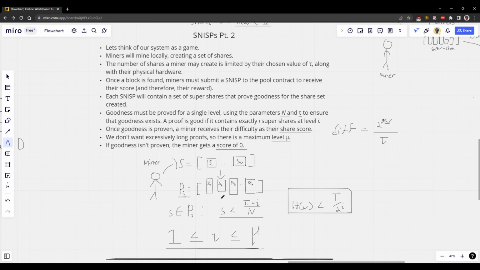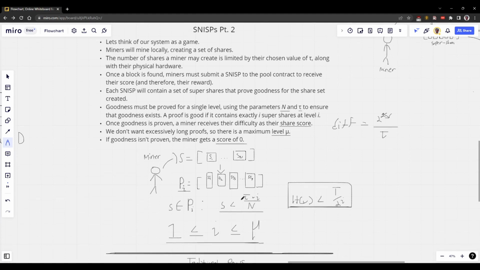Now, you can see that this is slightly different from the leveling system used by NEPAl, which was h of w is less than t divided by 2 to the I. The reason for this difference is that we found this inequality to work better for our protocol, ta times I divided by n, but it might be good to do more research into how this one works as well for SNISPs.